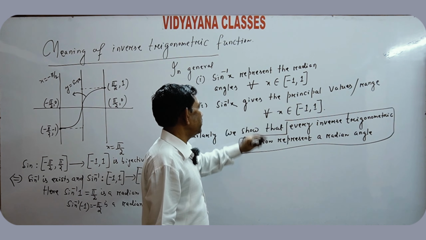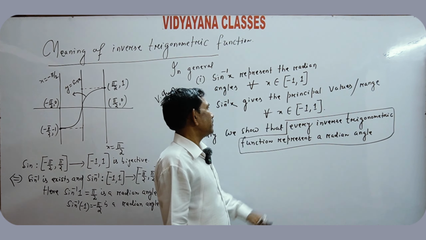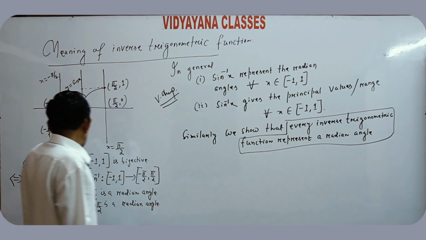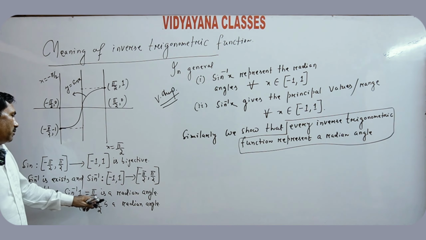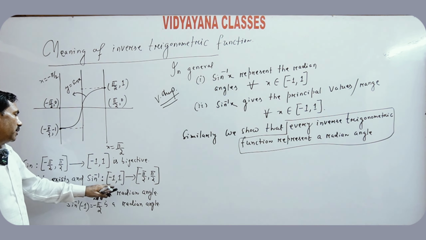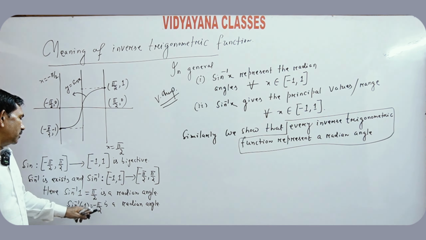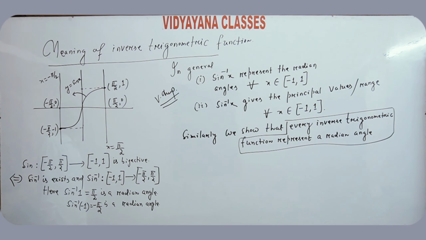Sin inverse x gives the principal values when x varies in this set. As sin inverse 1 is equal to pi by 2, it is a radian angle, where x is 1 and x is equal to minus 1. Sin inverse minus 1 is equal to minus pi by 2, a radian angle.